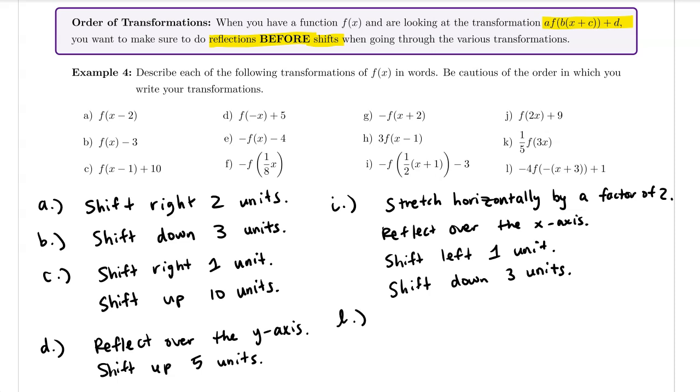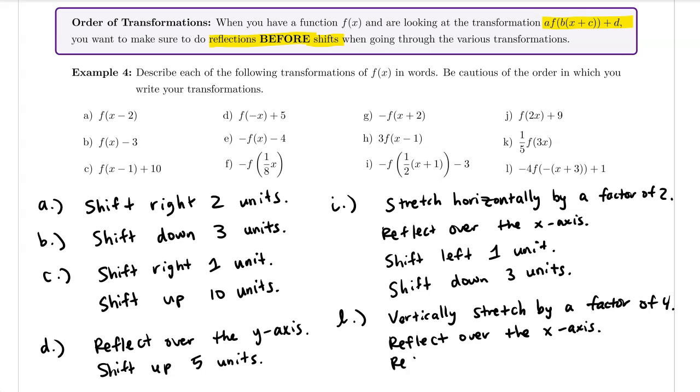Now let's go over the answer for part L, and we want to do reflections before shifts, but we could start off with the vertical stretch. So vertically stretch by a factor of 4. So that's because the outside of the function is being multiplied by 4. And then we can now deal with the negatives. So reflect over the x-axis.